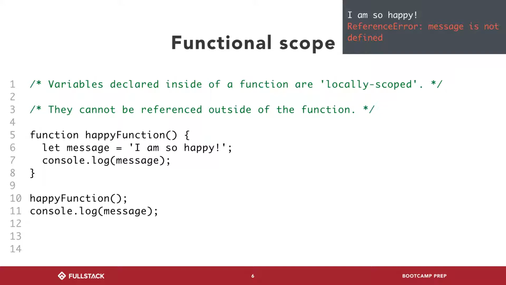Happy function could very well say, I don't want anyone else to see what I have inside of this function. And so therefore, if you're outside of it, I'm a black box. You can't guess or know what's inside of me.